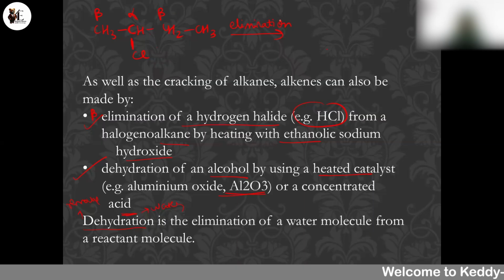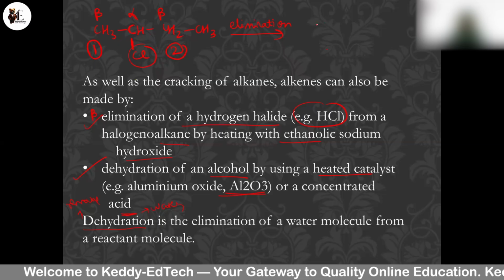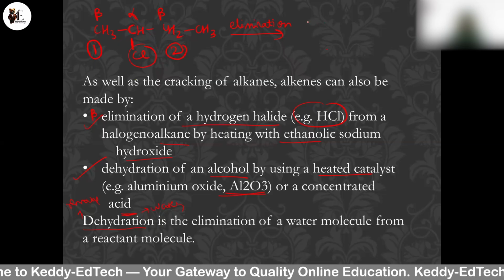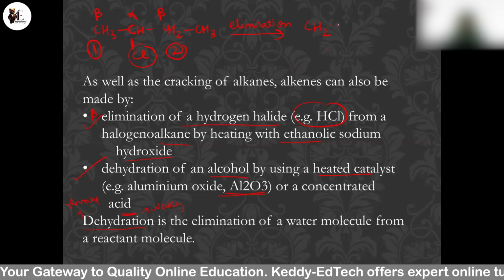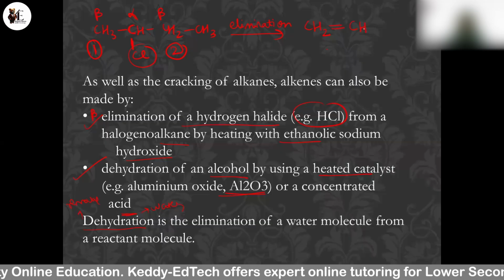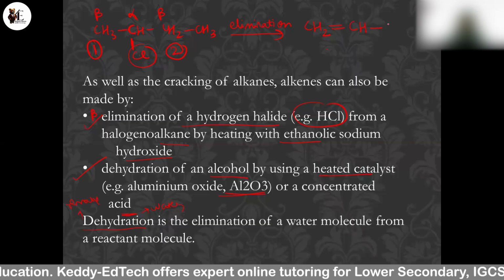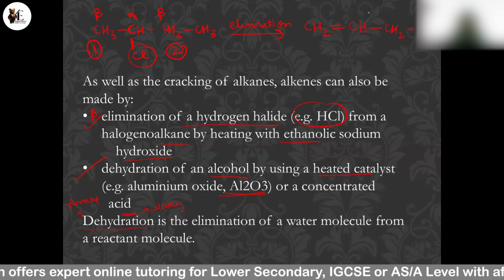That means from the alpha position you remove the halogen, and from the beta position you remove the hydrogen. So suppose this is my first product and this is my second product. What do I get as the first product? You have to remove hydrogen from beta, so it is CH2, then you put a double bond, and you remove the halogen from the alpha, CH2, CH3. Right? So this is my first product.